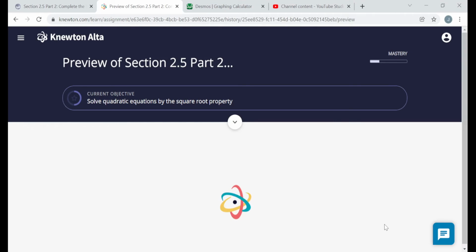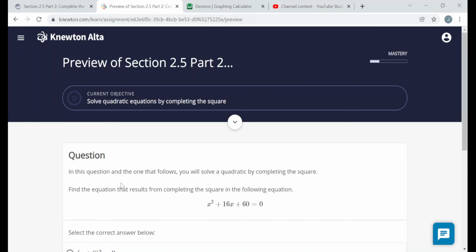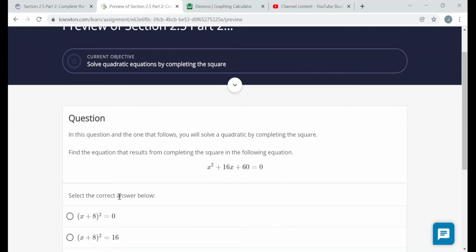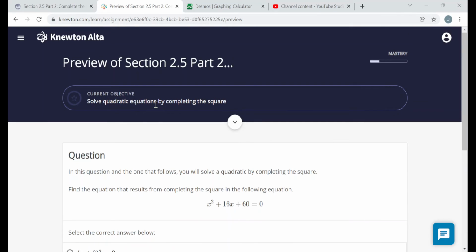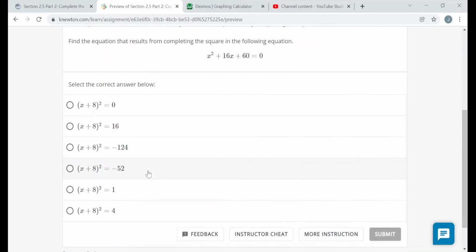Next question. All right, so now we're asked to solve quadratic equations by completing the square. So I think this might be a two-parter, because the first part, they're having you take this equation and write the equation that results when you follow the complete the square method for solving quadratic equations. So let me talk about that first.